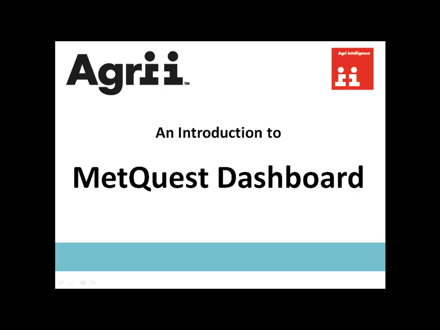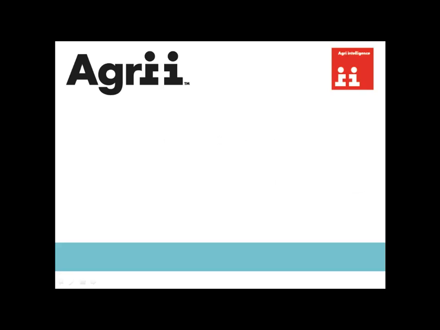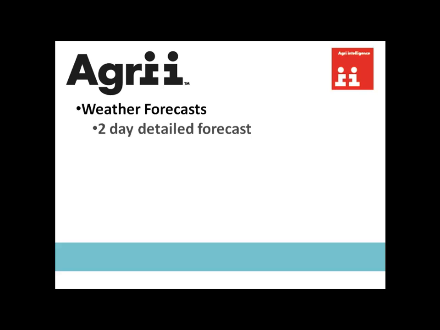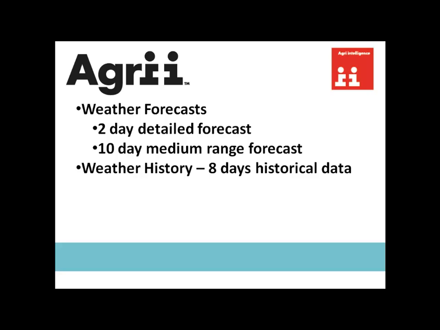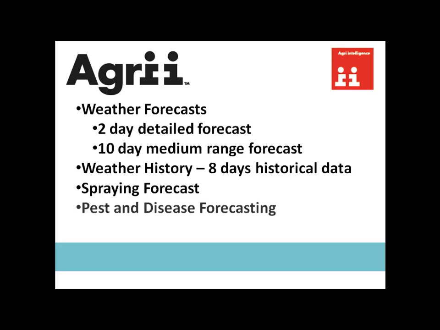MetQuest Dashboard is a highly localised weather service available to both Agrii agronomists and Agrii customers who are subscribed to the Agrii Plus portal. The MetQuest Dashboard has 5 main modules. These are weather forecasts, which include a 2-day detailed forecast and a 10-day medium range forecast. Weather history with 8 days of historical weather data, a spraying forecast, as well as pest and disease forecasting.